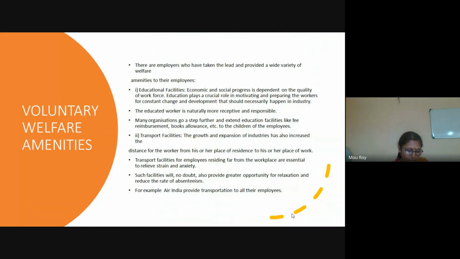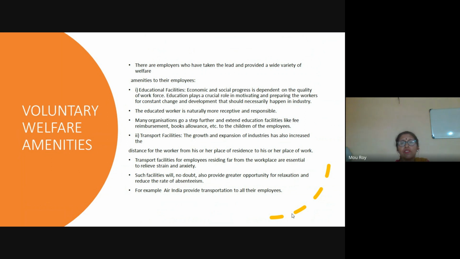So, what do you mean by voluntary welfare amenities? There are organizations that have taken the lead and provided a wide variety of welfare amenities to their employees, as I have informed, to make the employee satisfied. It is very necessary, because you have to increase the productivity of the employees, which would also help achieve the goal and objective of the organization.